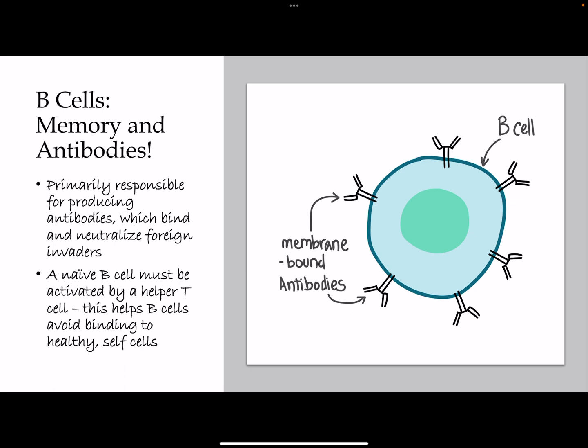However, a main defect in B cell production is that because they randomly generate antibody receptors, some B cells may be generated that could bind to healthy self cells. But this is where the checks and balances of the immune system come into play. It is through the binding of helper T cells to B cells that the B cell is activated. This helps to prevent the B cell from producing antibodies that would bind to self cells.